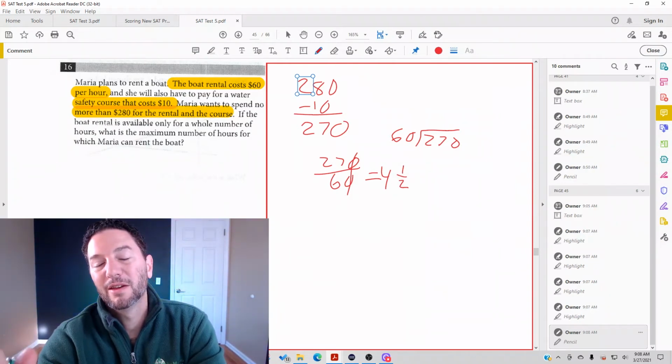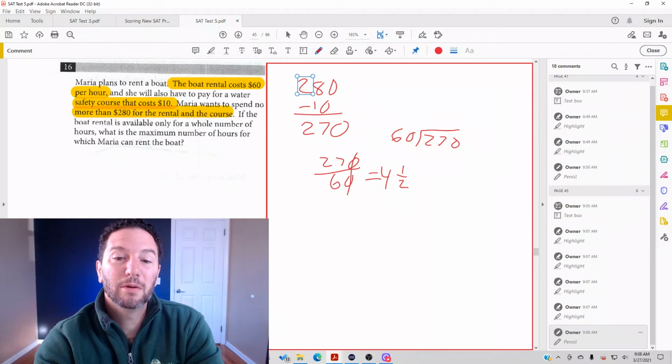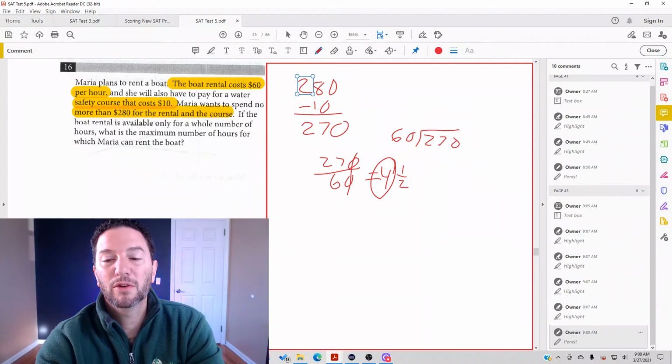Now, what are you bubbling as your answer? Are you going to bubble in 4? Or are you going to bubble in 5? Now, ordinarily you would round up, bubble in 5, but she doesn't have enough money. She can only take it 4 hours, so she's going to have a little money left over.